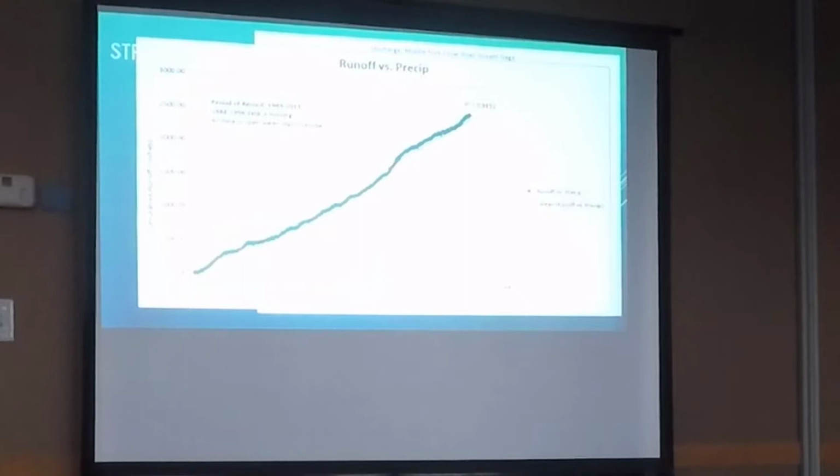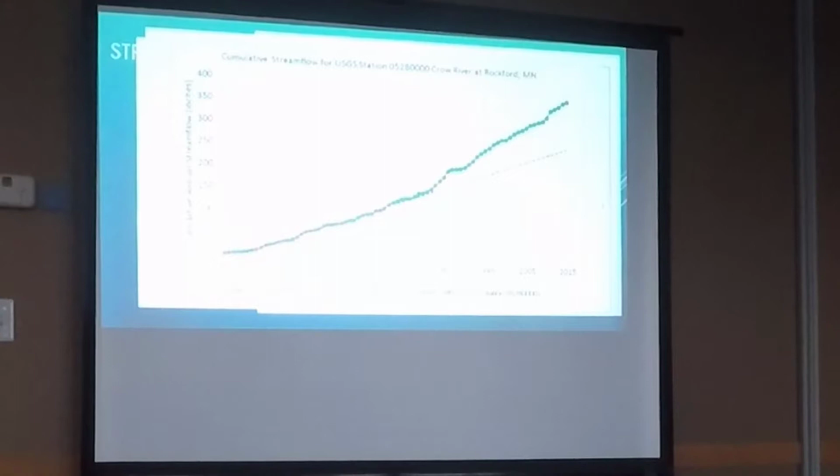The North Fork of the Crow, however, at Rockford, this is the Crow River, not just the North Fork, we see a significant change in that relationship. Beginning in about 1980, 1981, we see a significant change where all of a sudden we've got more water running off the landscape per inch of precipitation than what we had before. So making the relationships between these data is really what helps to drive what we present in our reports.